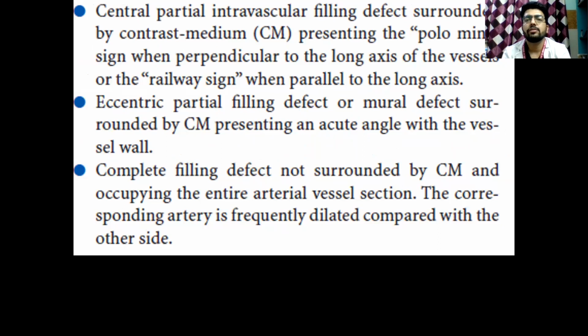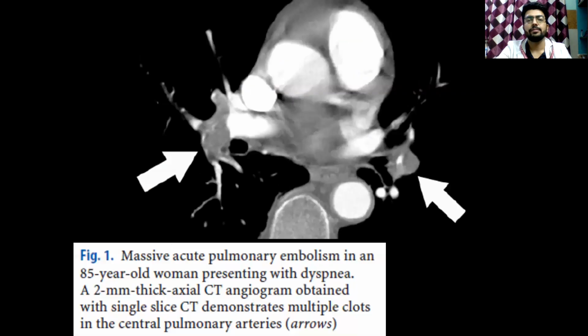Central partial intravascular luminal defect surrounded by contrast media presents as polo mint sign, and the railway sign when parallel to the long axis. Eccentric parallel filling defect or mural defect surrounded by CM, contrast media, presenting an acute angle with the vessel wall. Complete filling defect not surrounded by contrast media and occupying the entire arterial vessel section. The corresponding artery is frequently dilated compared with the other side.